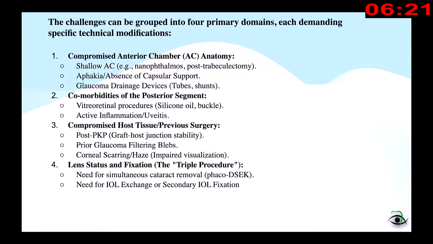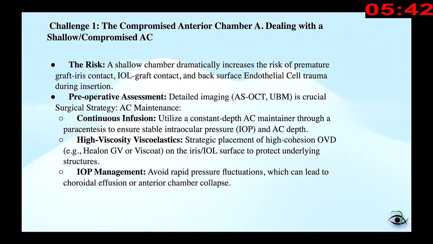So these challenges would be related to the anterior chamber, a comorbidity of the posterior segment, compromised host tissue, previous surgery, or lens status or lens fixation. When you talk of the anterior chamber, that may be shallow, maybe aphakia, maybe absence of a capsule, maybe a glaucoma drainage device is there. When you talk of the posterior segment, the patient may be aphakic with silicone oil, or with active inflammation or uveitis, and the host tissue may be post-PKP graft-host junction instability, prior glaucoma filtration, or corneal scarring. So the lens can be absent, aphakia, or an abnormally placed lens, subluxated or in the anterior chamber.